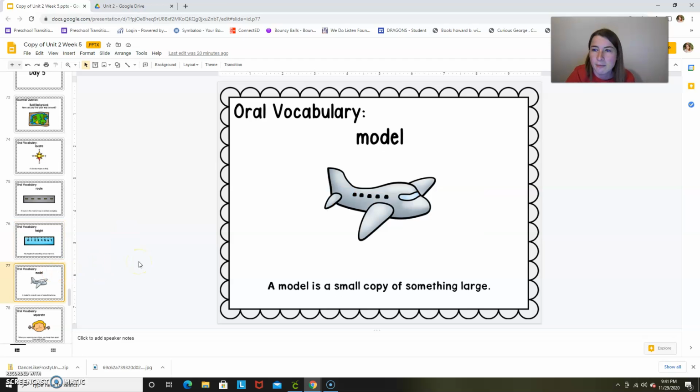Model. A model is a small copy of something large. So right there's a model airplane.